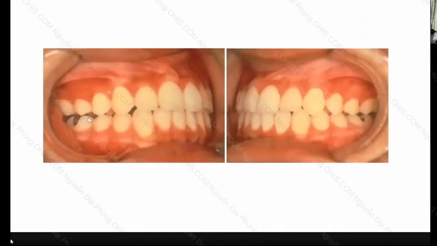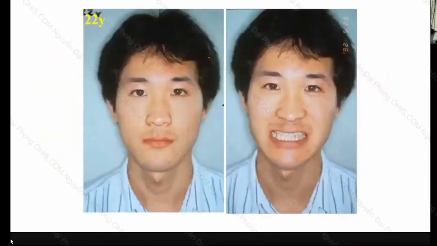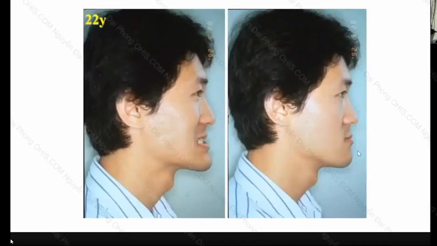Then he corrected, but then orthodontic treatment finished. But now he's 22 years old. Then he came with this kind of skeletal, the big problem. Class 3, and the bite is class 3, of course.